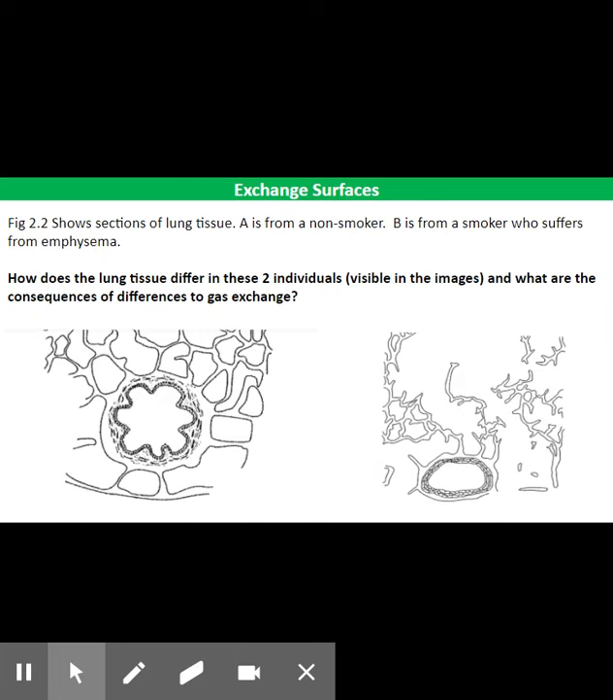We're going to go through one or two more questions to finish off now. So here we have two images. They're showing sections of lung tissue. The one on the left-hand side is from a non-smoker, figure 2.2.A. And the one on the right-hand side is from a smoker who suffers from another condition called emphysema. How does lung tissue differ in these two individuals, and what are the consequences of these differences to gas exchange? I'm going to give you a moment to think about that.